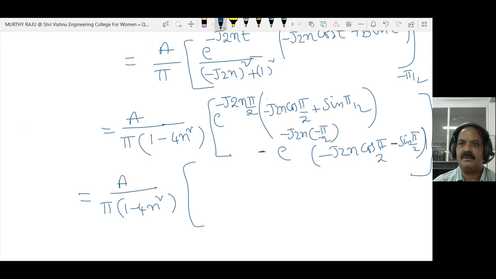After substituting, we get a by pi into (1 minus 4n squared). Here cos pi by 2 is 0, and sin pi by 2 is 1. Minus into minus becomes plus, so the two exponential terms combine as e^(-jn pi) and e^(jn pi).